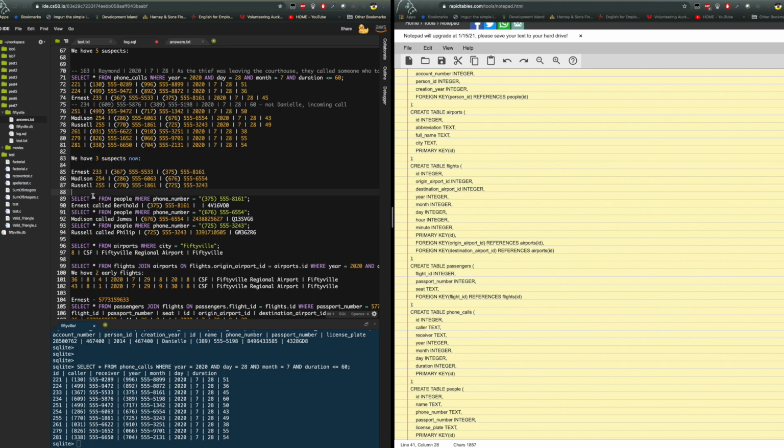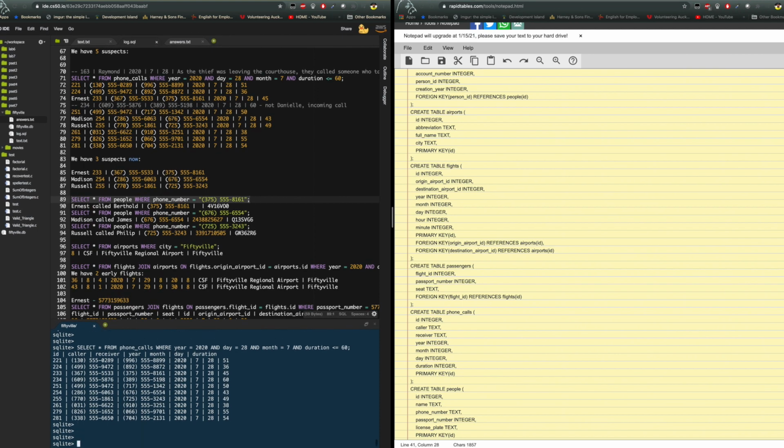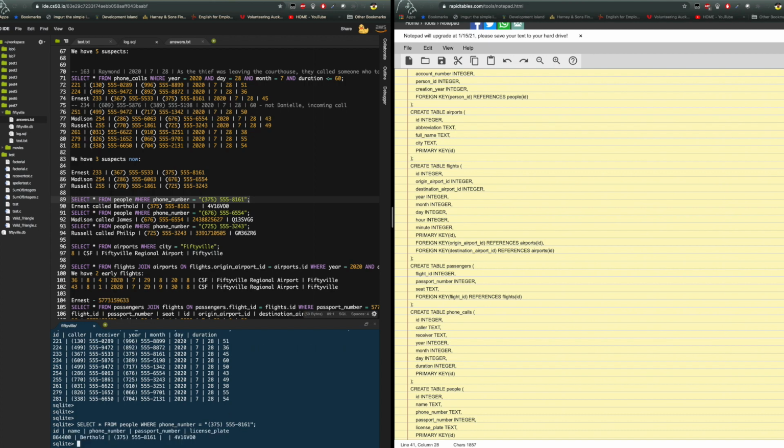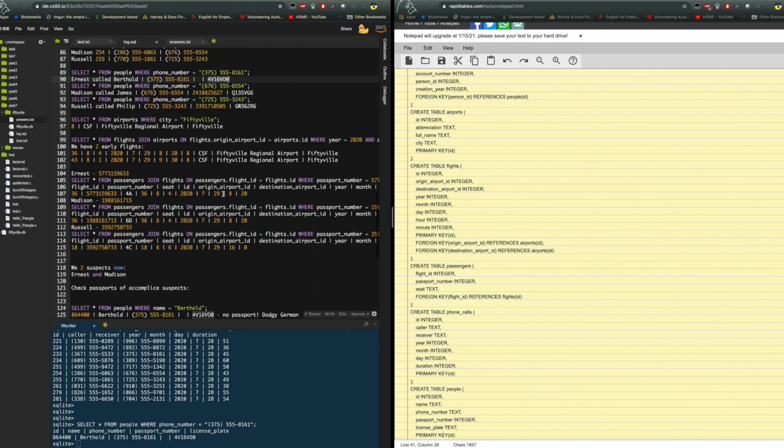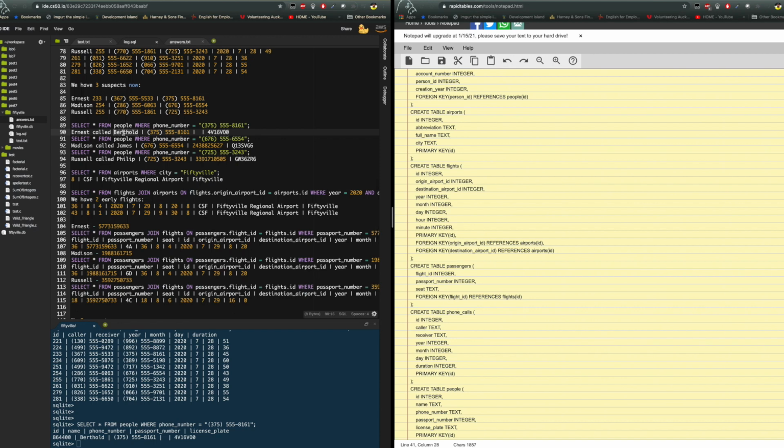Then I decided to check from people and check their phone numbers to find who they actually called. So Ernest called Bertold at that time, and we have license plates which are good, and we can see they're going to be matching somewhere. It's for later on. Bertold is a dodgy German name, so it could be our answer, but we still need to check.